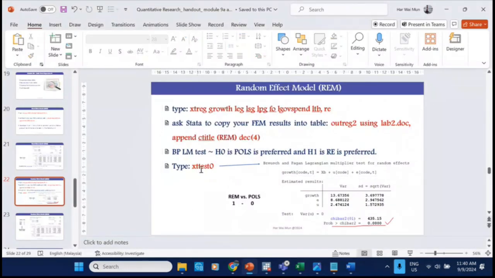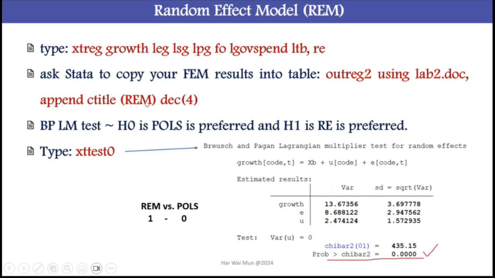Okay. Now, next, you already have the FEM and REM. Now, copy this one. Just now I told you, you've got three teams: one team called POLS, another called FEM, another called REM. So who should be the champion? Who is the best? You have to fight each other.